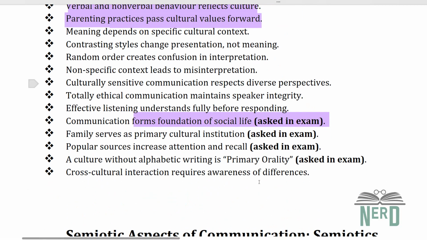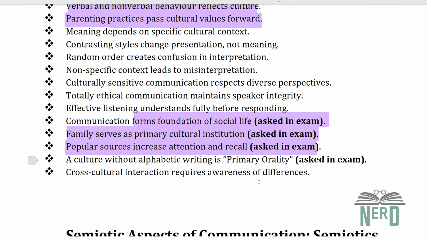Another point worth noting is that the family is considered a primary cultural institution, and this has also been mentioned in exam. Families shape the first lessons of communication: tone, politeness, respect, and emotional expression. This is why cultures differ so much in gestures, eye contact, personal space, and preferred communication styles.